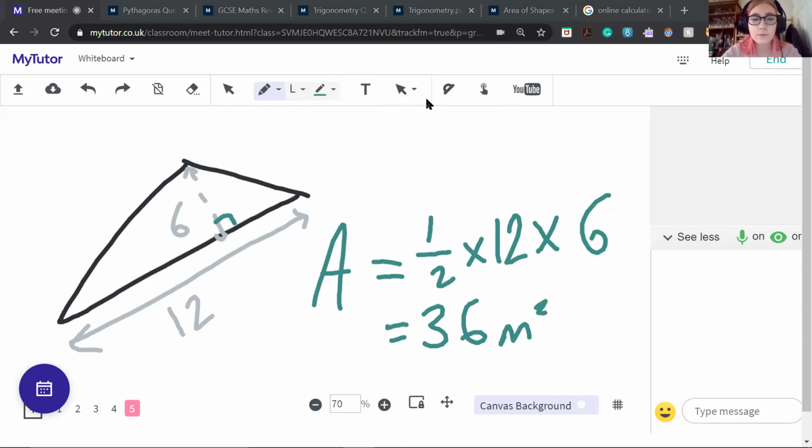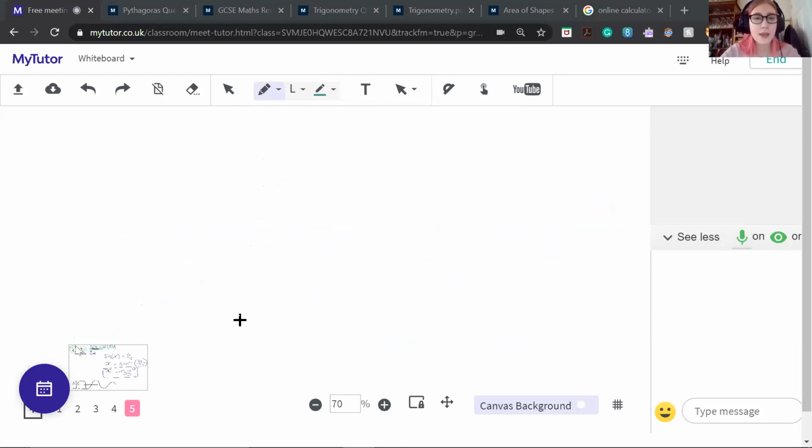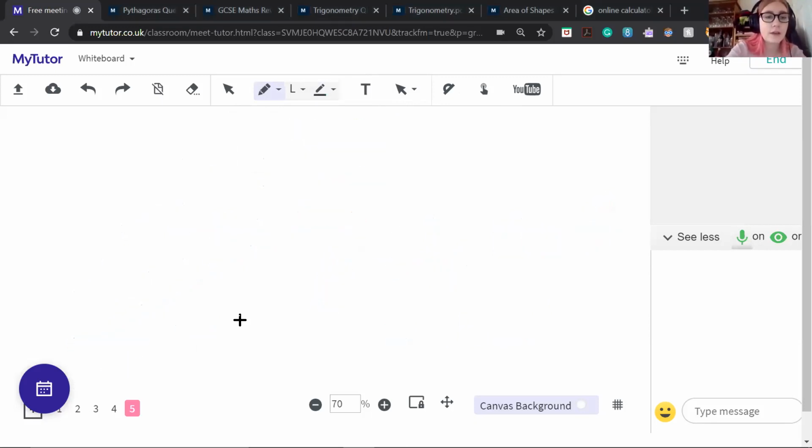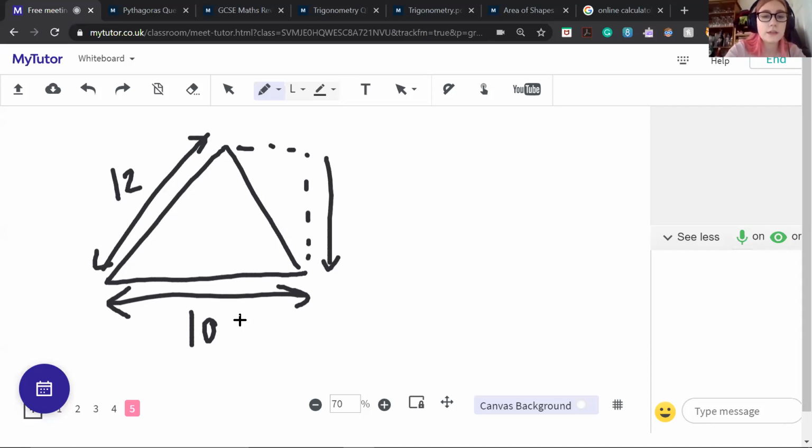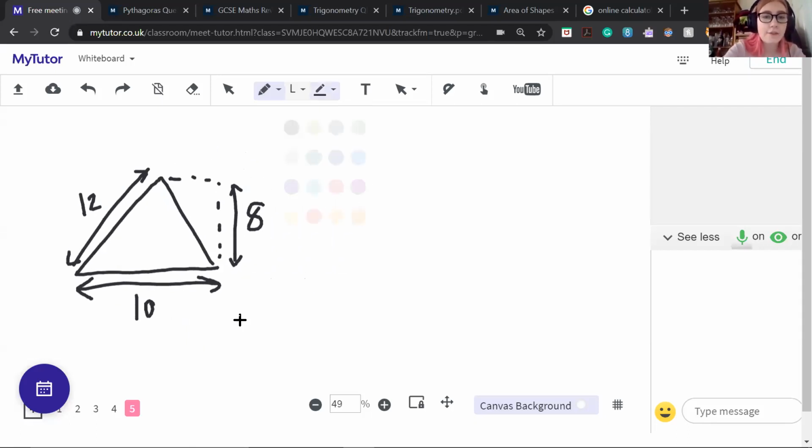Cool. Well done. Sorry, I didn't give the unit on this one. I should have done. And finally, just as a bit of a challenge one, what if we had this, where this right here is 10, this is 12, and draw on here, this is 8. What's the area here?